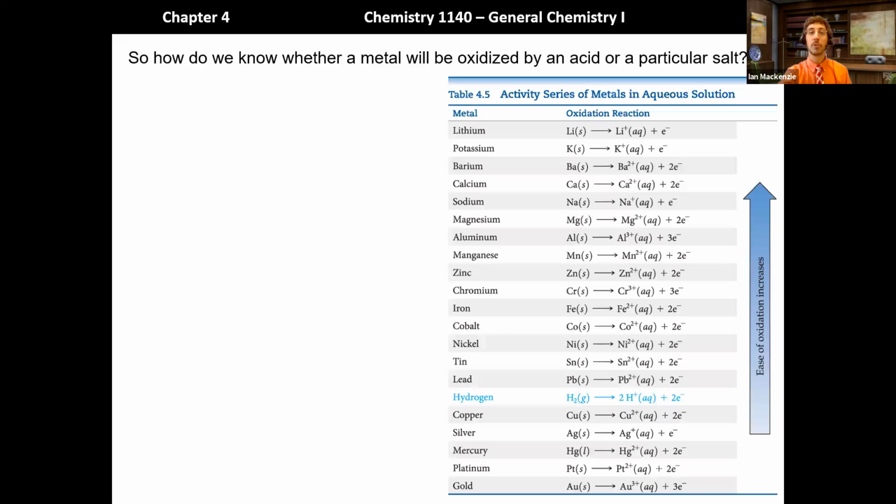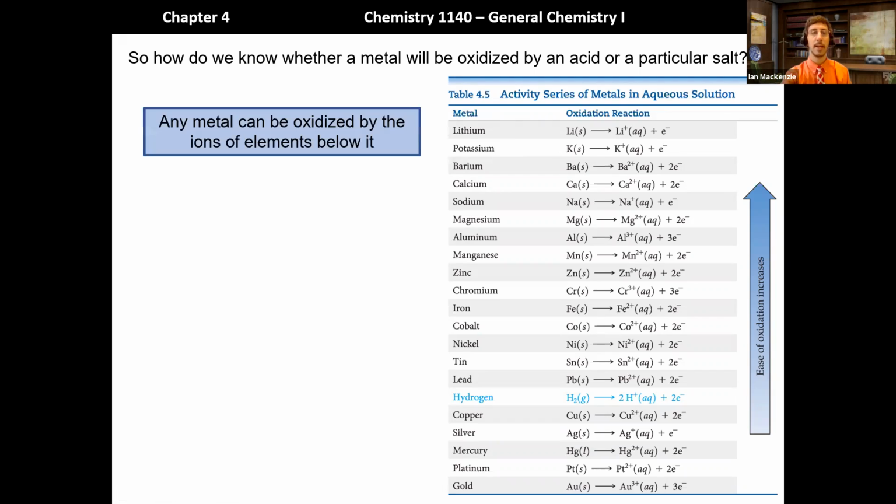There's a very useful table that is referred to as the activity series of metals. And this activity series arranges all of the metals in order of their ease of oxidation. So if you are at the top of the table, these are the metals that are the most easily oxidized. And at the bottom are metals that are the least easily oxidized. The basic rule here, if you're trying to decide whether or not a metal will be oxidized by acid or by a particular salt, is that any metal can be oxidized by the ions of elements below it in the activity series.